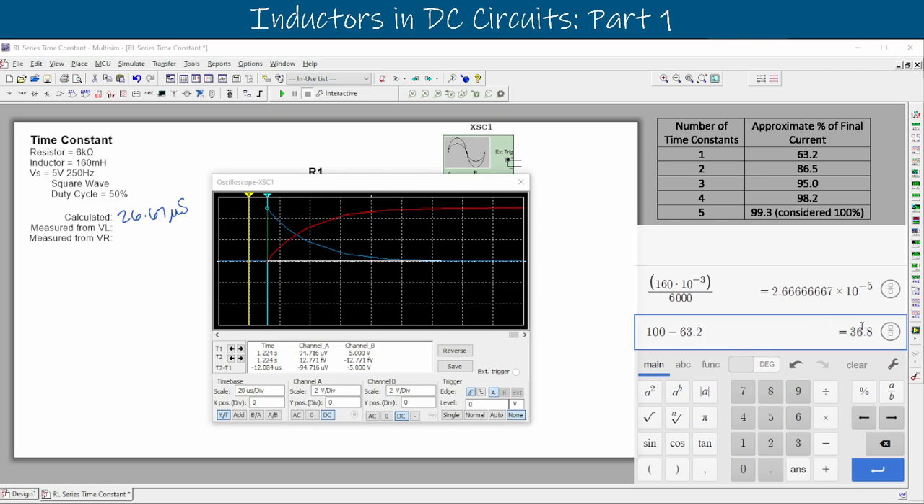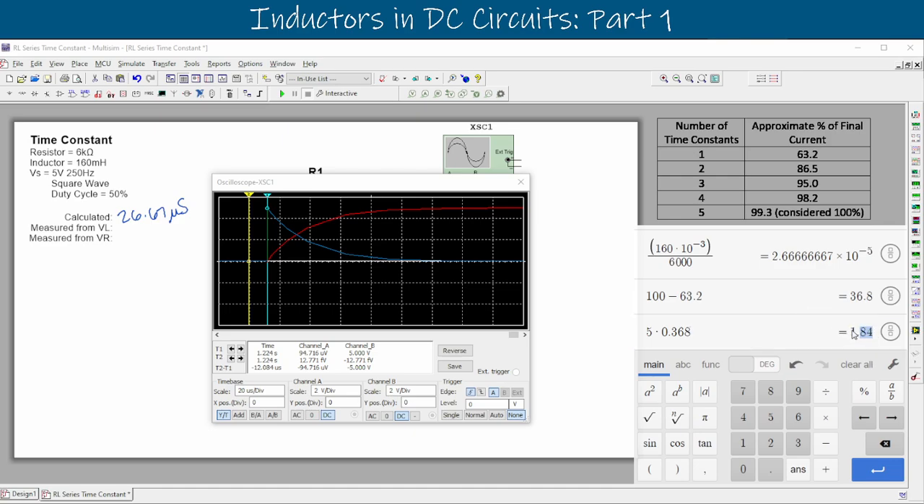We know the peak volt starts at 5, so we'll do that. We'll say we have 5 volts, and we can multiply that by a percentage. Watch out for this, we've got to move that decimal point down. Percentage of 0.368, and that gives us 1.84 volts.